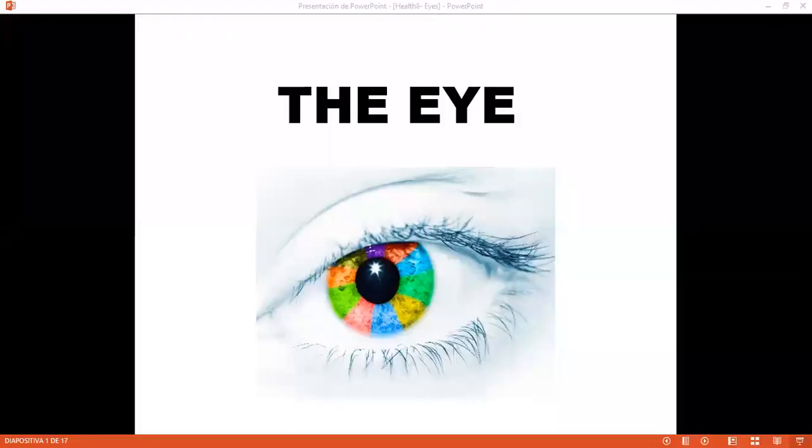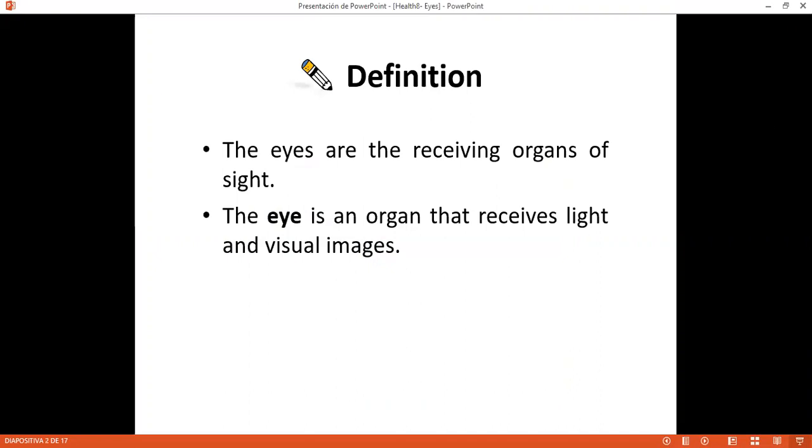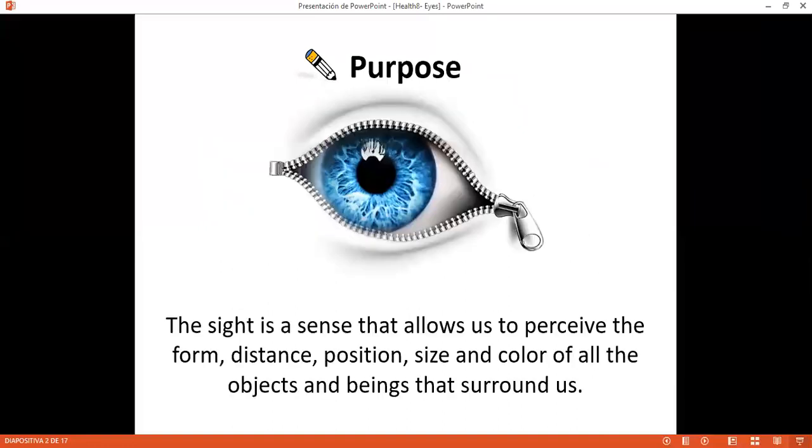Today, we are going to be sharing some information about the eye, which is the organ of the sense of sight. The eyes are the receiving organs of sight, and the eye is an organ that receives light and visual images. Those are the stimuli that the eye receives.